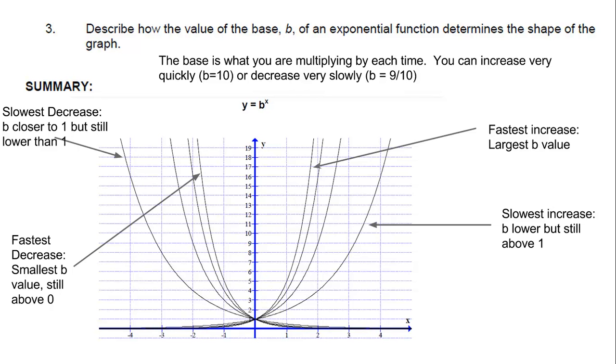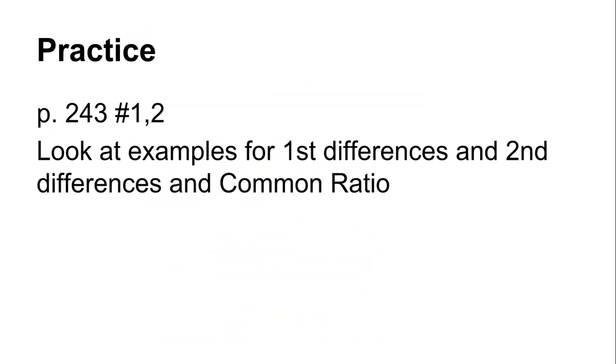Number 1, it's looking at doing first differences, second differences, common ratio. You can look at the examples there around that page. Number 2 is just looking at graphs. The practice is pretty short after you get through the tables. Okay.